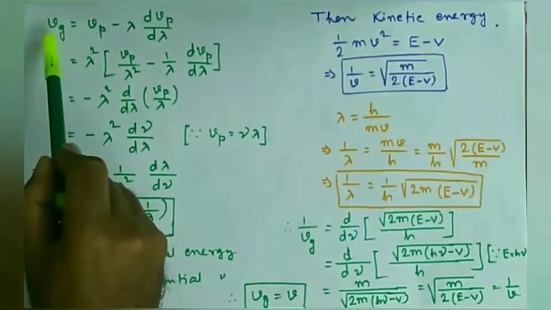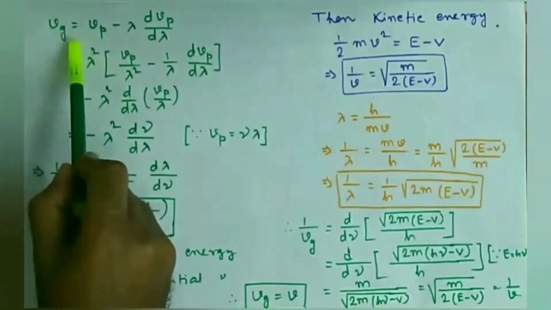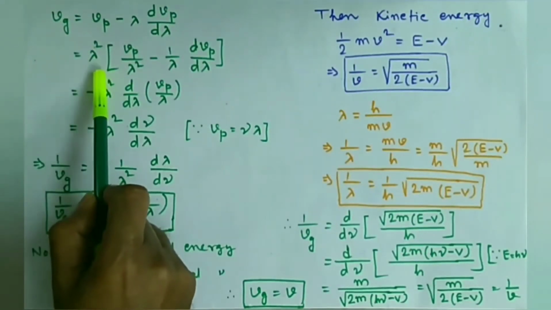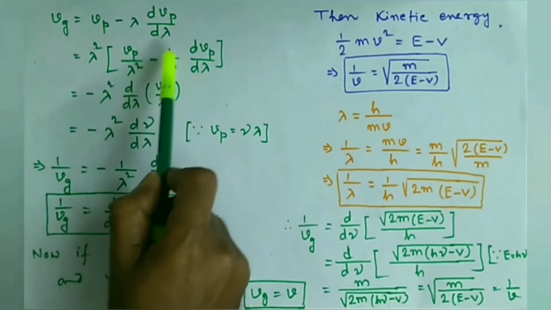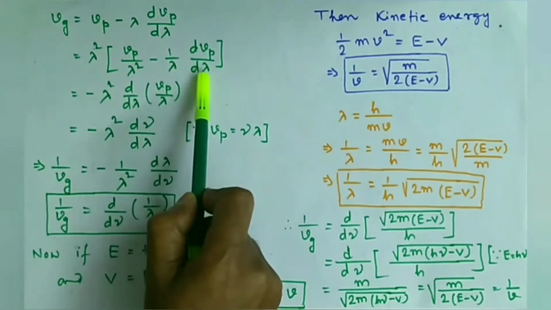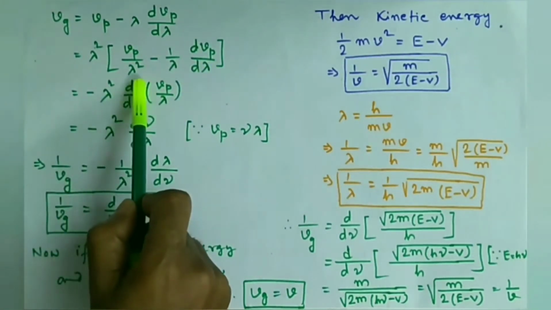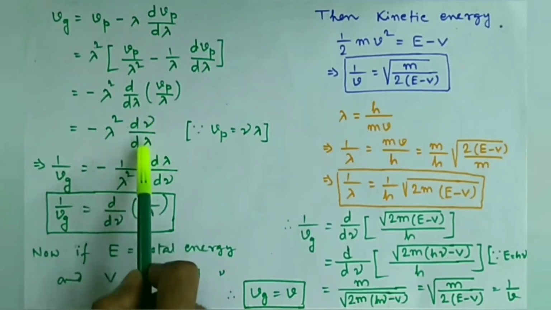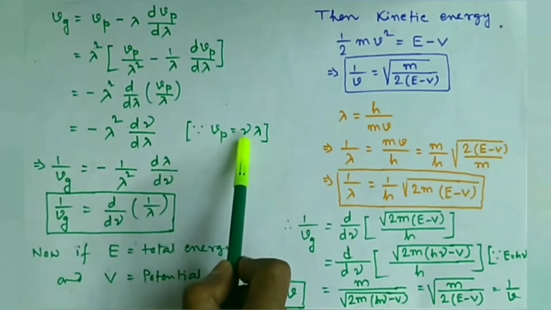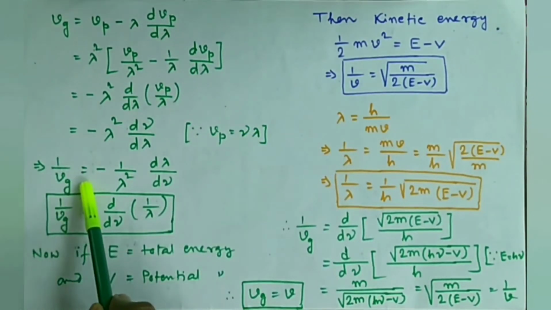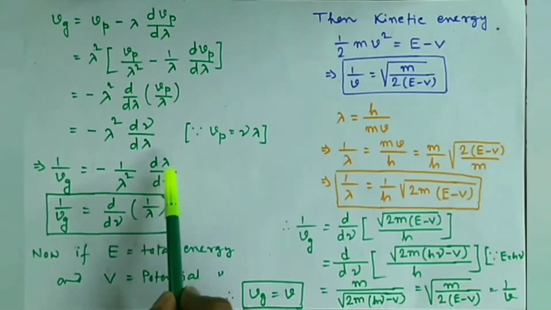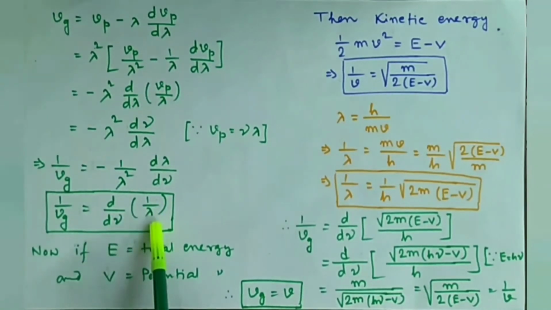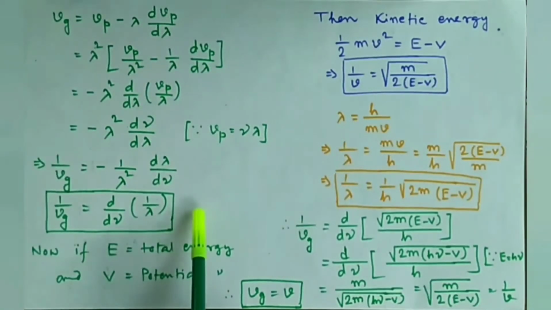From the relation between the group velocity and the phase velocity, we have Vg equals Vp minus lambda dVp by d lambda. This equals lambda square d by d lambda of Vp by lambda, which equals minus lambda square d nu by d lambda, as Vp equals nu lambda. Or 1 by Vg equals minus 1 by lambda square d lambda by d nu, or 1 by Vg equals d nu of 1 by lambda. This is an important relation for this problem.